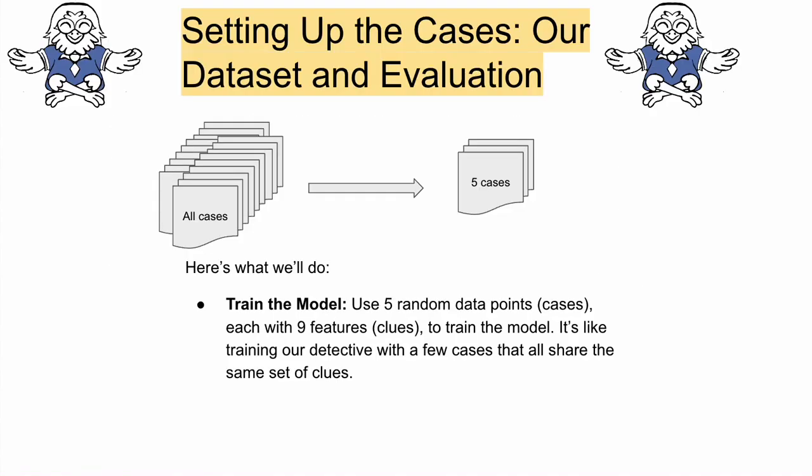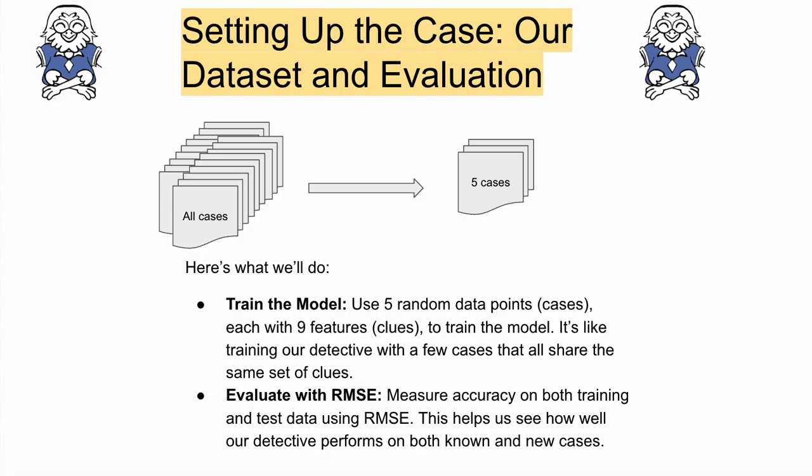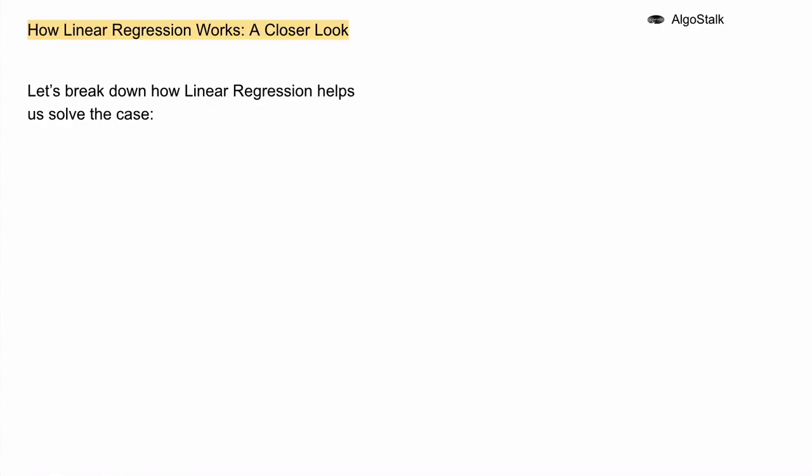To understand the concept better, we use 5 random data points, each with 9 features, to train the model. It's like training a detective with a few cases that all share the same set of clues. We will also measure accuracy on both training and test data using RMSE. This helps us see how well our detective performs on both known and new cases.